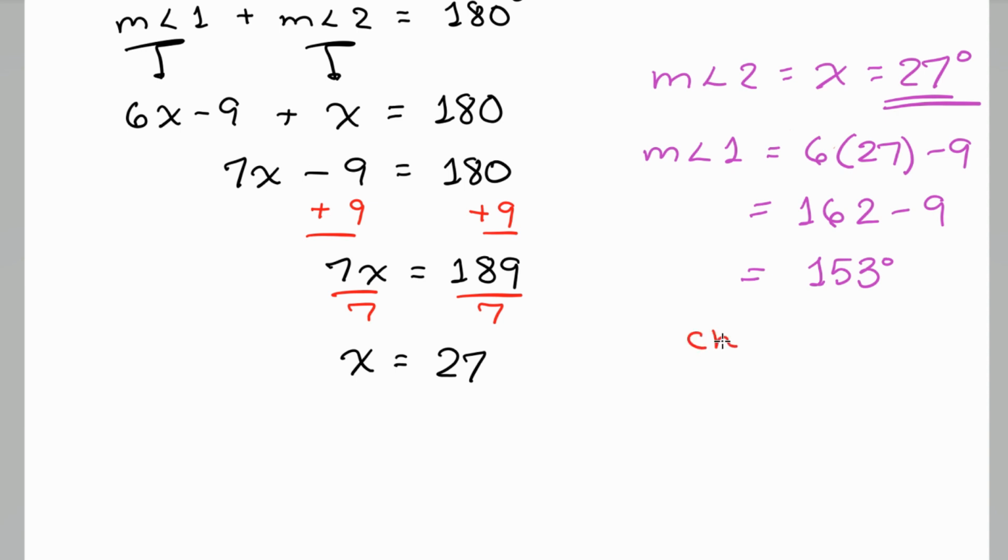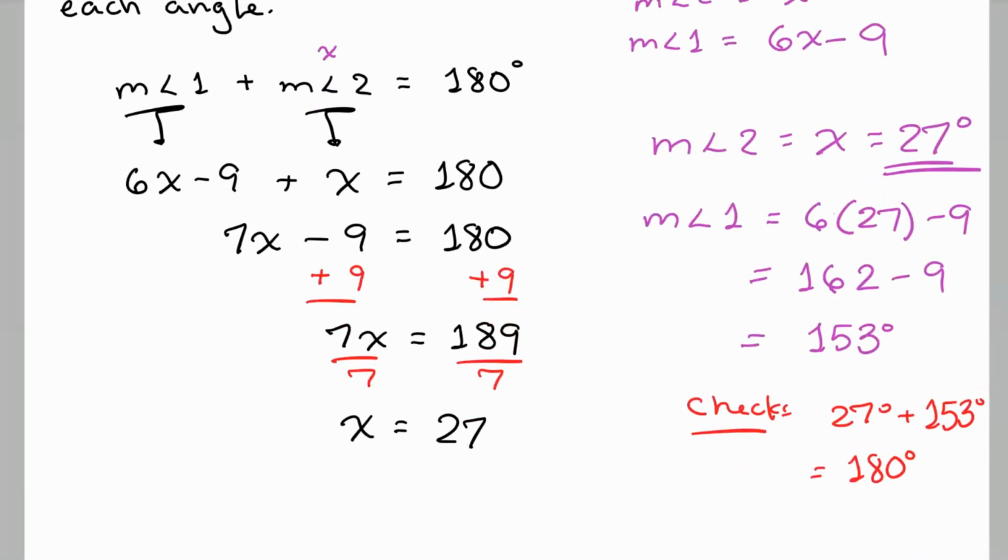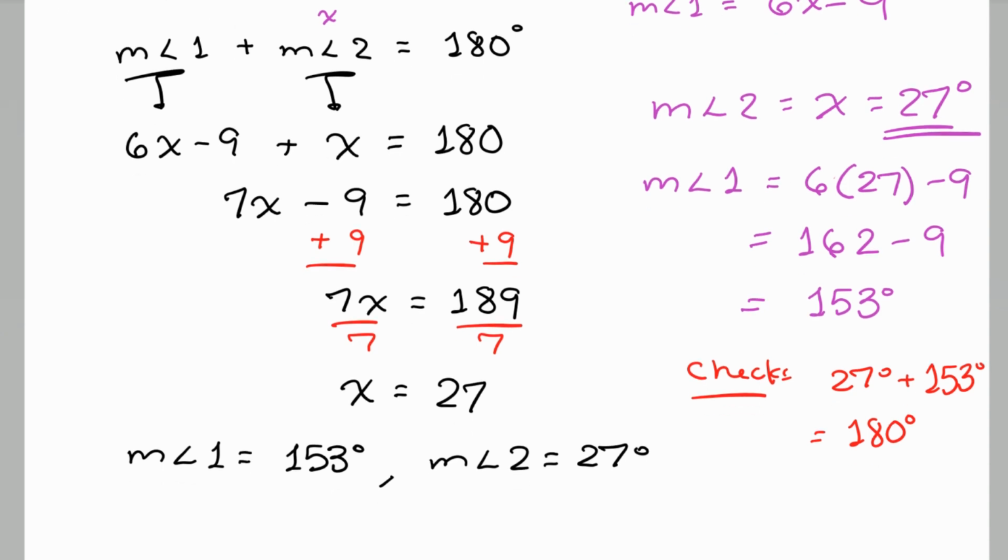And you'll see that that does make sense, because if I do a bit of a check here, you can see that if I take 27 degrees plus 153 degrees, we end up with 180 degrees, which means these angles are supplementary. So we did find, let's make sure we state this correctly, the measure of each angle. The measure of angle 1 is 153 degrees. The measure of angle 2 is 27 degrees. All right, cool beans.